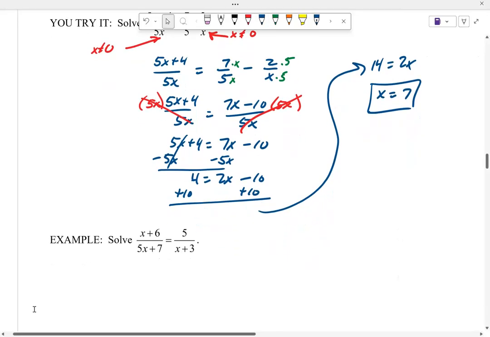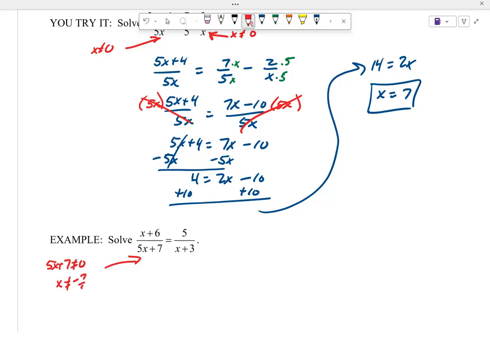All right, here this next one we've got another set that we've got to think about. Well, 5x plus 7 can't be 0, so if I solve that, x can't be negative 7/5, and then over here, x cannot be negative 3, right? So the nice thing about this problem is I've already got one fraction on the left, and I've got one fraction on the right. So let's go ahead and start clearing out these denominators.